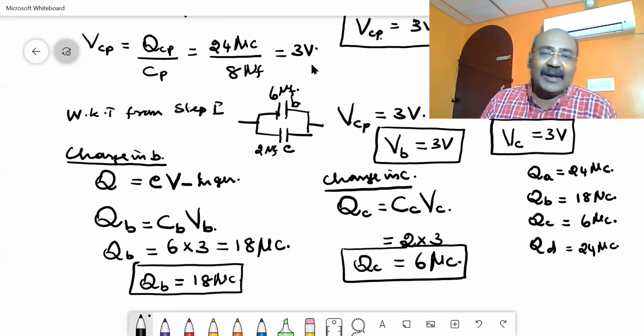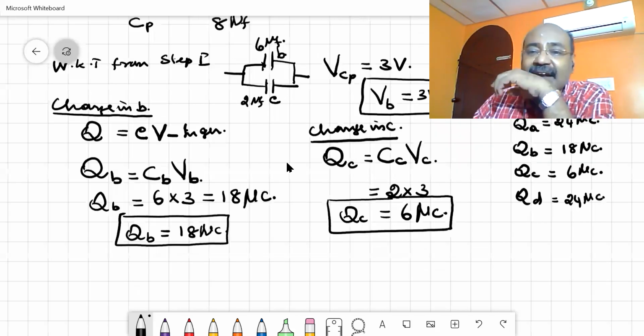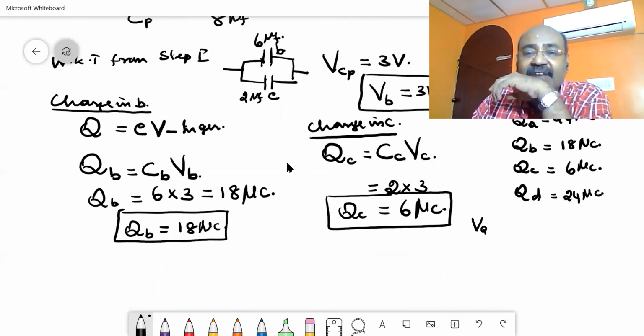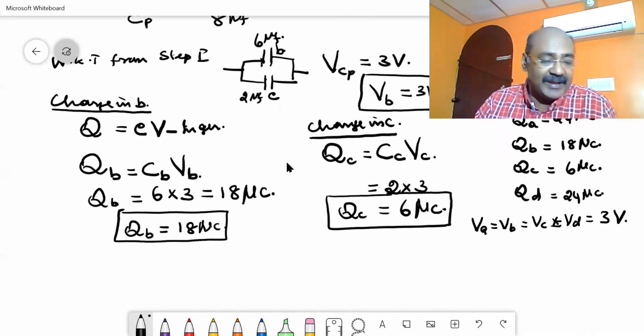Similarly, we have calculated the potentials also. Potentials are considered to be equal in all cases. V of A is equal to V of B is equal to V of C is equal to V of D, which is equal to 3 volts. In all cases, the potentials are the same.